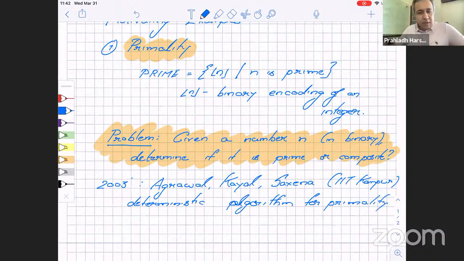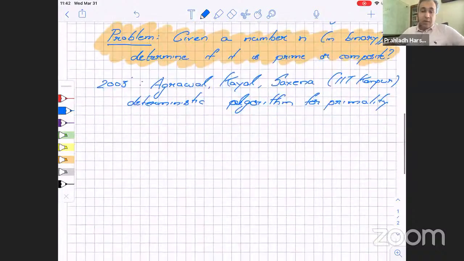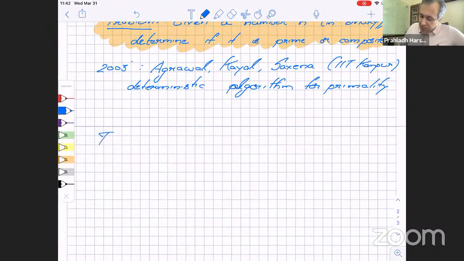Those of you who have possibly taken the algorithms course last semester, Kavita's algorithms course, would have seen the deterministic AKS algorithm. What we'll be doing today is not the AKS algorithm. We'll actually come up with a simpler one. We'll discuss a randomized algorithm.